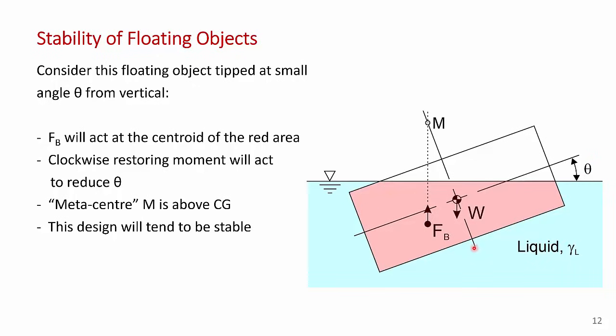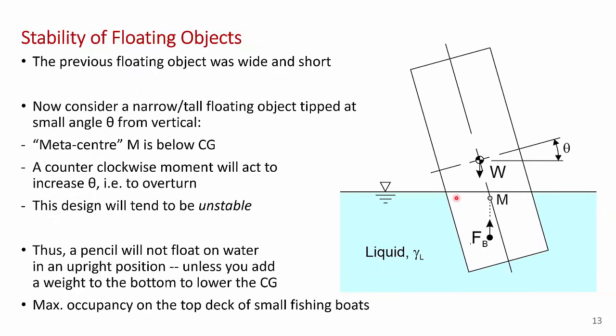And there's a general principle here. If we take a center line along this boat that passes through the centroid, and you take the intersection of the buoyancy force with that center line, this is called the metacenter. If the metacenter is above the centroid, then the design will tend to be stable. You give it a small displacement and it'll return back to its level position. So that was a wide, short object. So now let's do that same sort of analysis for a tall, narrow object, which I've shown here.